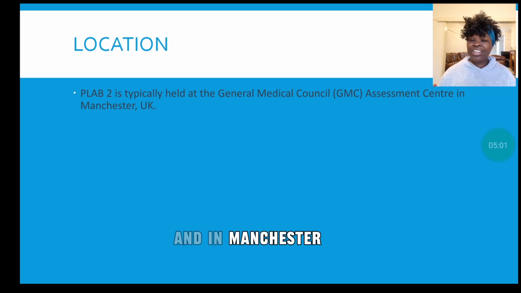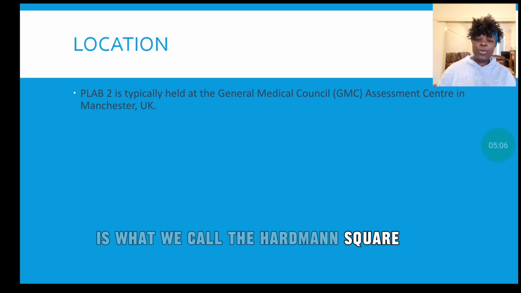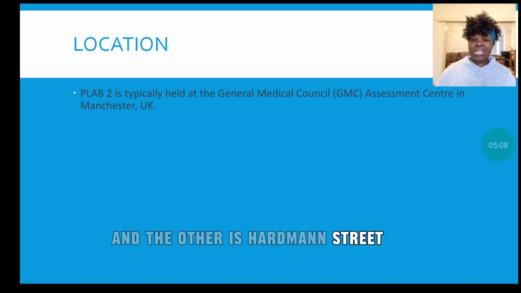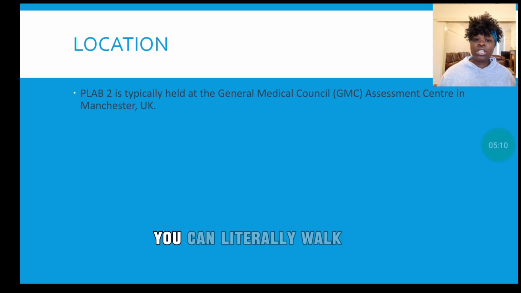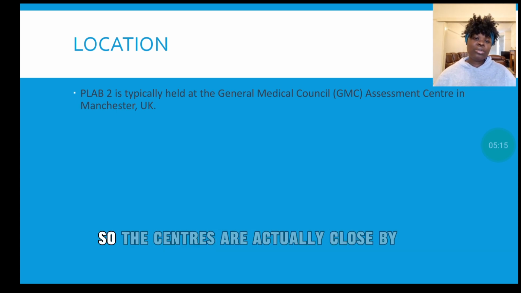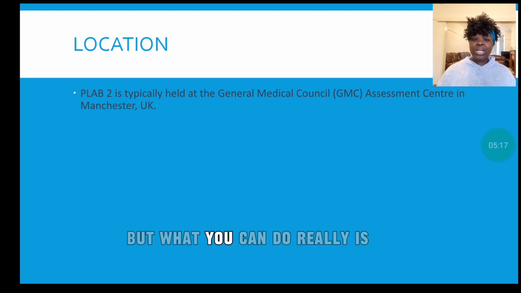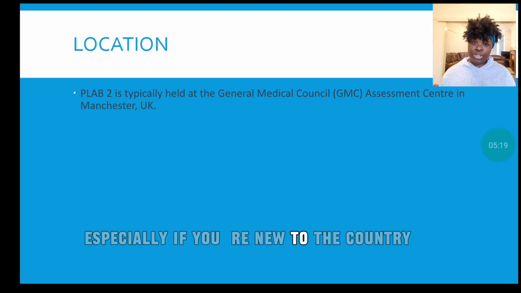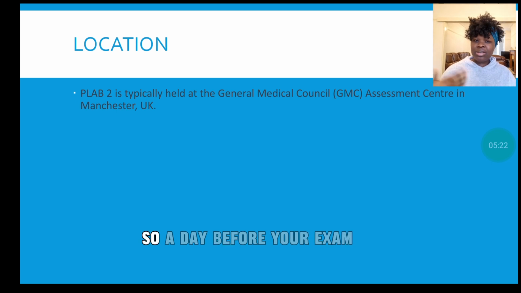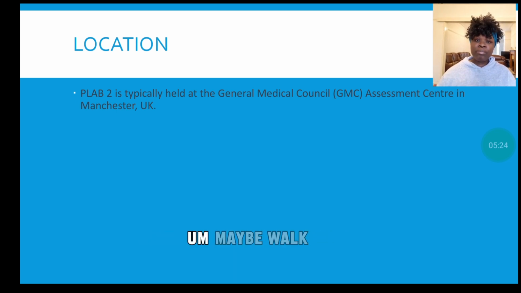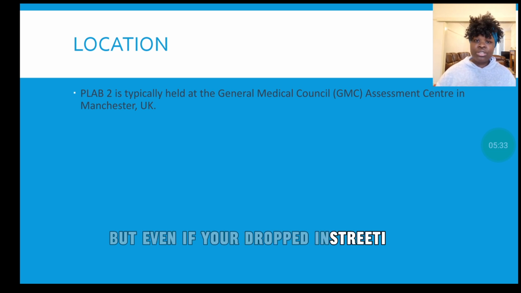And in Manchester, there are actually two centers. One of the centers is what we call the Admon Square and the other is Admon Street. And to be honest, they are not actually far from each other. You can literally walk from square to street and street to square, okay? So the centers are actually close by. But what you can do really, especially if you're new to the country, is take a day before your exam, and maybe walk to the center. Just try to find where your center is so that on that day, you're not panicking to locate it, okay? But even if you're dropped in street, do not panic.